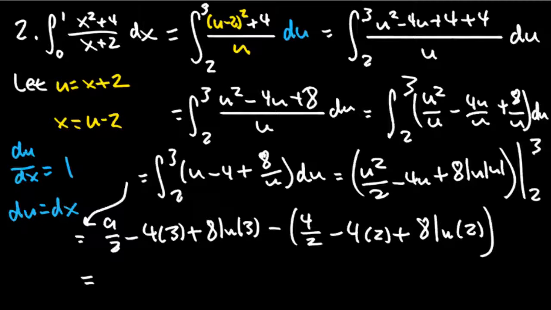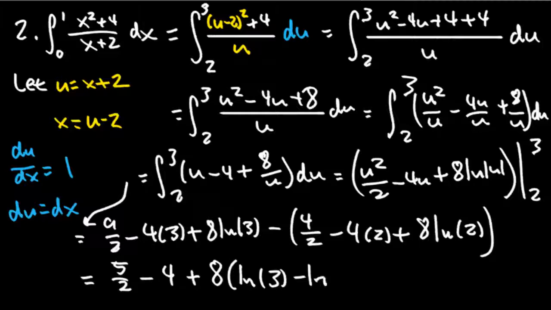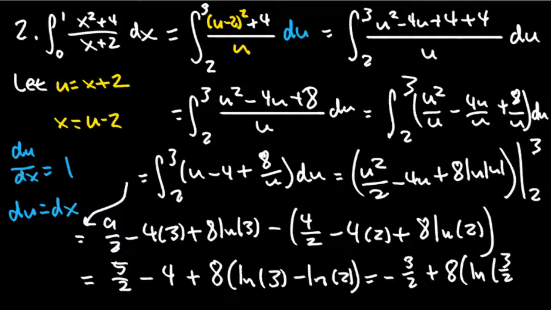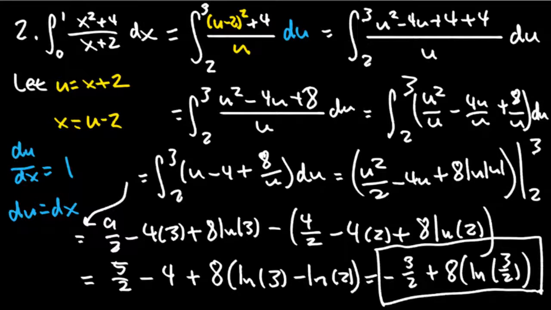Okay, so 9 over 2 minus 4 over 2 will be 5 over 2. Let's see, negative 12 plus 8, so that'll be minus 4. Plus 8 times ln of 3 minus ln of 2. So let's see, that's 8 over 2, so then negative 3 over 2, plus 8 times ln of 3 over 2, and yeah, I think that's the simplest form we can get it into.